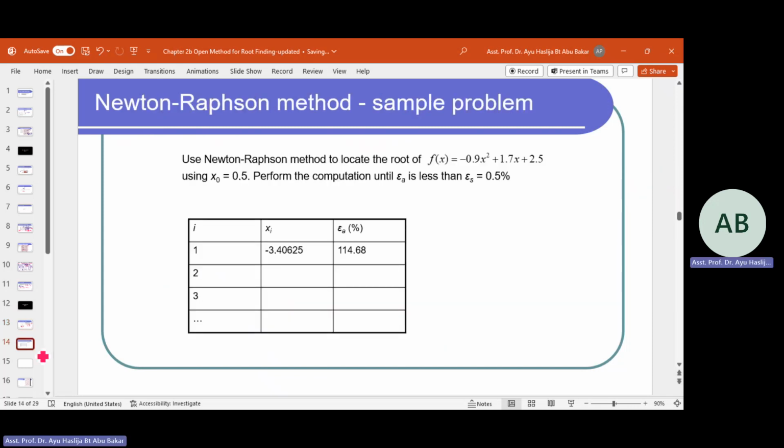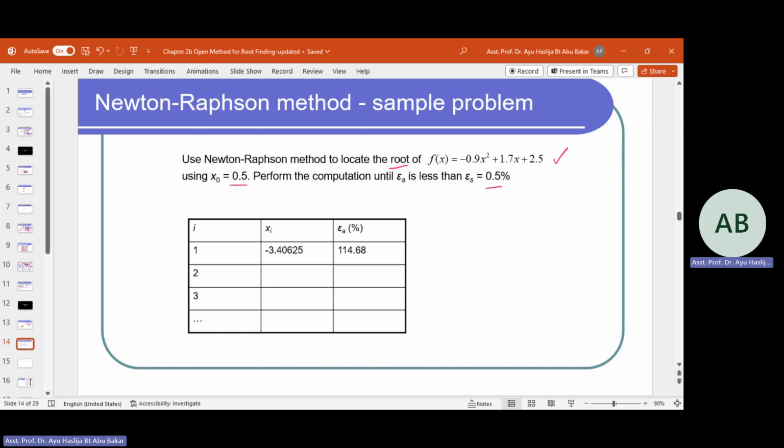Now we try this. We discuss this example so that you can understand further. Now this example asks you to locate the root using this equation. Starting point 0.5. Perform computation until EA is less than 0.5. In your slide, perhaps 0.01. Correct it to be 0.5, because I just want to keep the calculation short. If ES is 0.01, you will have a lot of iterations. Just to keep it short, we use ES 0.5.